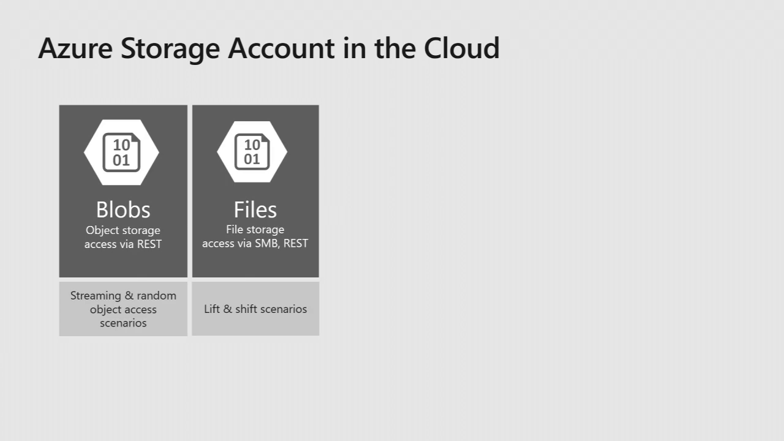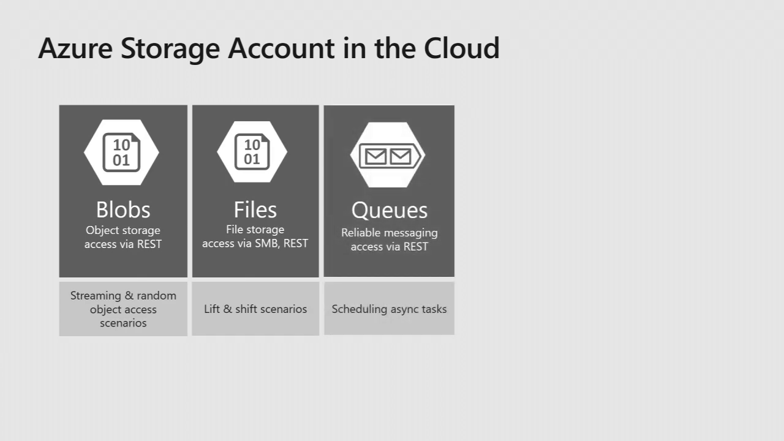So that's quite convenient. If you have an existing file share on your premise and you want to move everything in the cloud, it's a simple copy-paste in Windows Explorer, and then you're already migrating your data into the cloud. Good. Another option we have is queues.